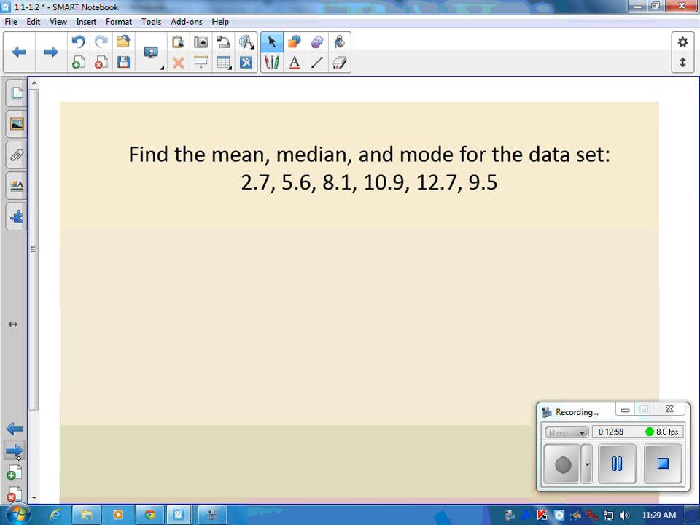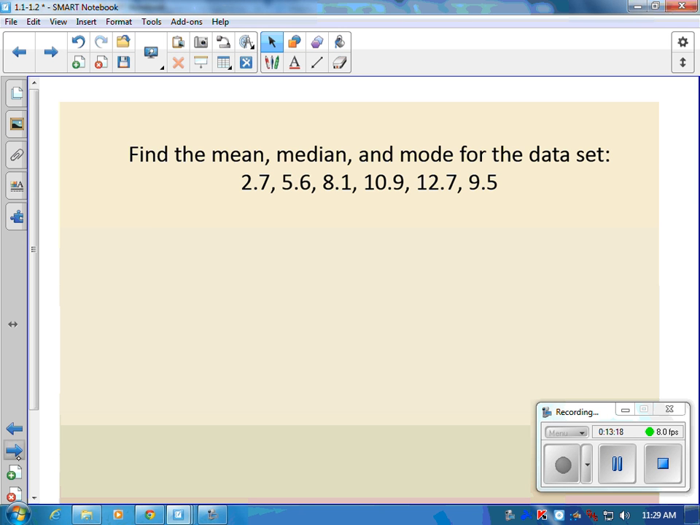Let's just quickly review. How do we find the mean? Zach? Add them all up and divide. So these are decimals. I'd use a calculator for this one. Add all those numbers together and then divide by 1, 2, 3, 4, 5, 6 and get your answer.